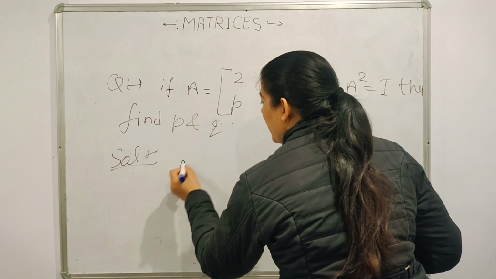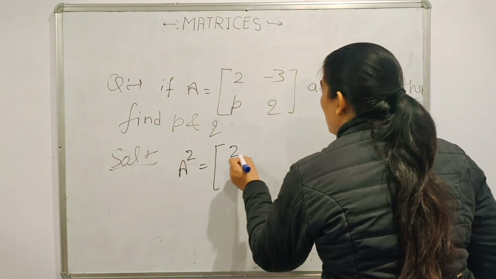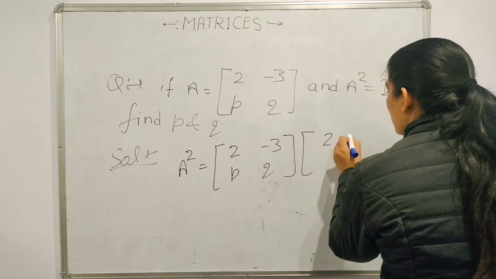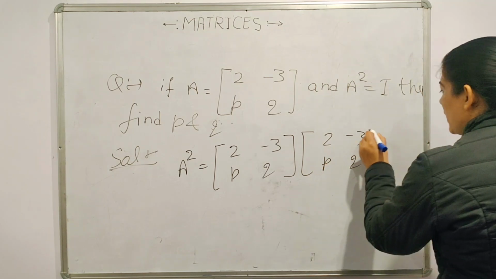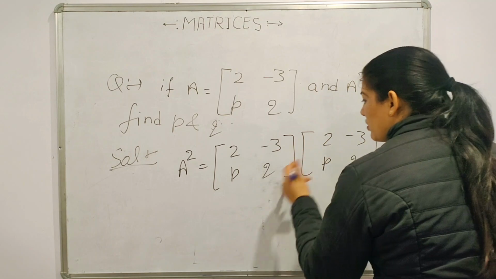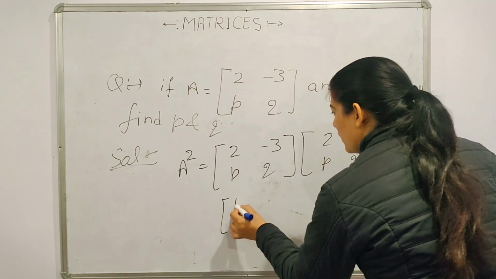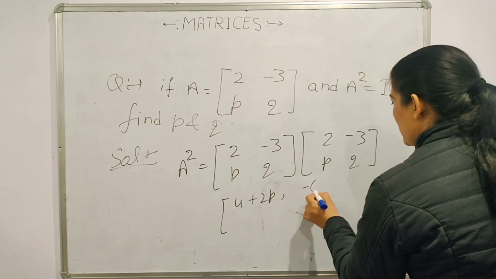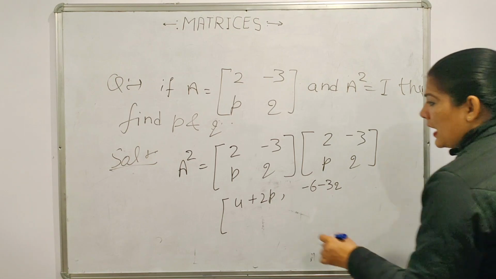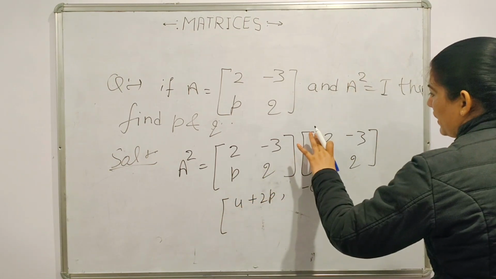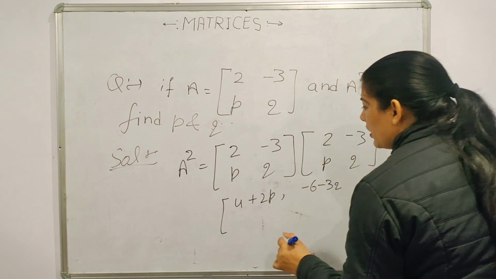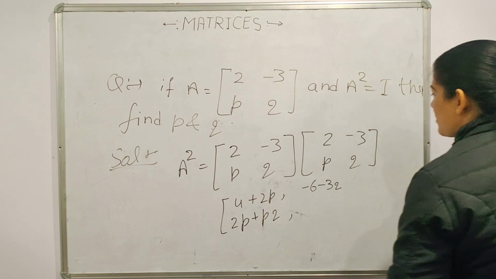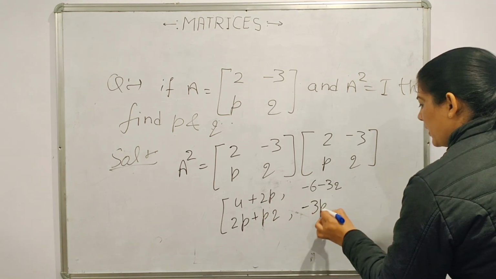So here you have to find first a square, and I have told you how you can find a square. You have to multiply a with a. Now you have to take the first row and first column. It is equal to 2 2s are 4 plus 2p. The second element is minus 6 minus 3q, and this row multiplied with this column gives you 2p plus pq, and the last element is minus 3p plus q square.